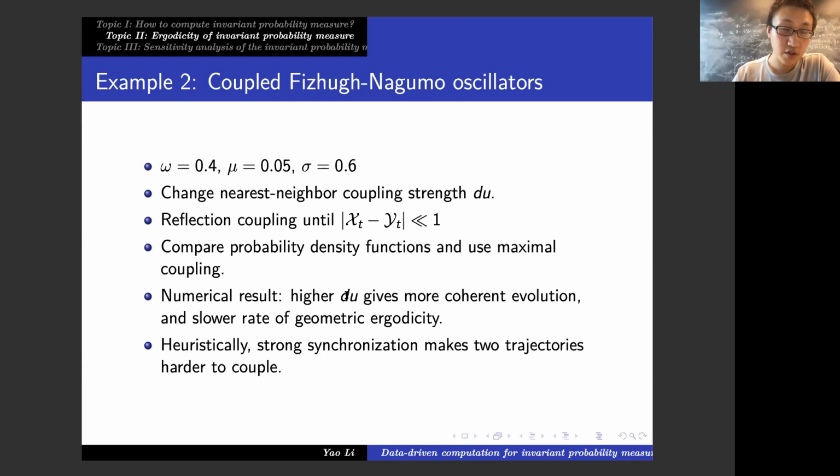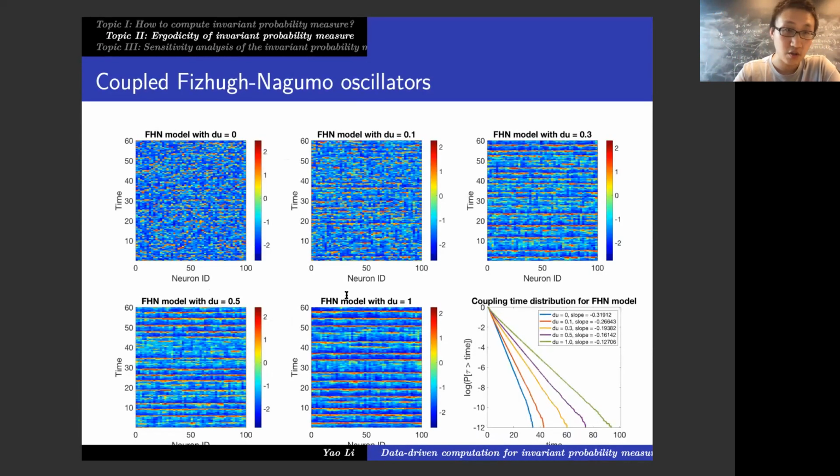At least the trend is correct. I'm not claiming that the rate we get is sharp, but the trend is correct: the stronger the nearest neighbor coupling, the more synchronized the neurons are, and the slower the speed of convergence.